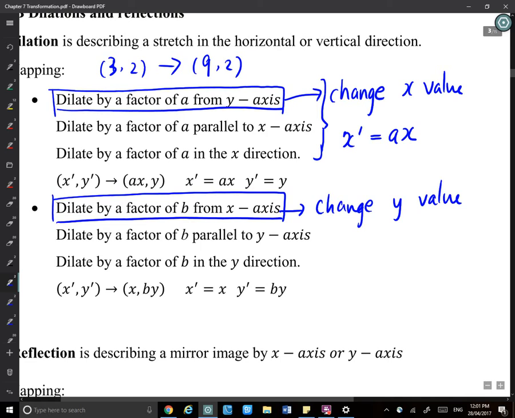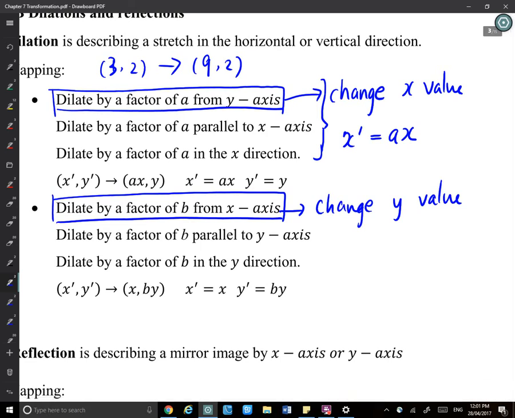And be familiar with the second and third description. I can say dilate by a factor of a parallel to the x-axis. If I say parallel to the x-axis, it's changing the x value. If it's from the y-axis, that is changing x. Parallel to x is changing x. In the direction of x is changing x. All of those three are changing x values. Here is from y, here is x and x. Do not mix up the descriptions. All of those three are talking about changing x values.